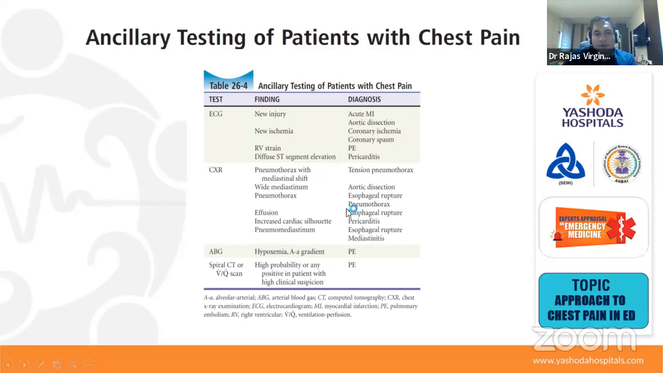In a chest X-ray, you can look for things like a widened mediastinum, a mediastinal shift for a pneumothorax, check for effusion, check for the increased cardiac silhouette, which might be indicative of pericarditis with a tamponade or a pneumomediastinum. Sometimes you can see a very thin rim of air around the mediastinum, especially on the left heart border, which is suggestive of an esophageal rupture, in which case you need to proceed for a CT. So doing those portable chest X-rays can be quite useful at times.